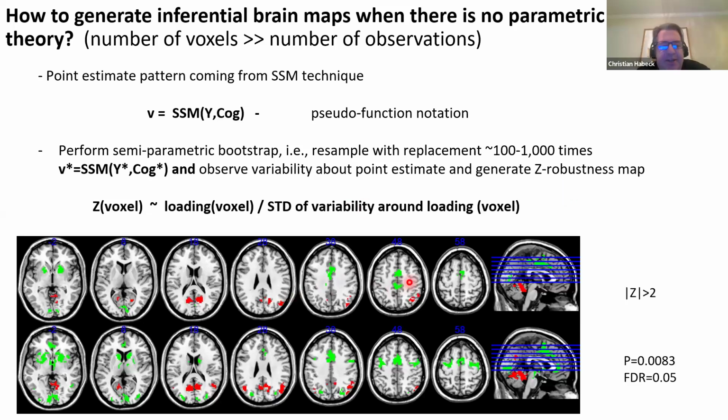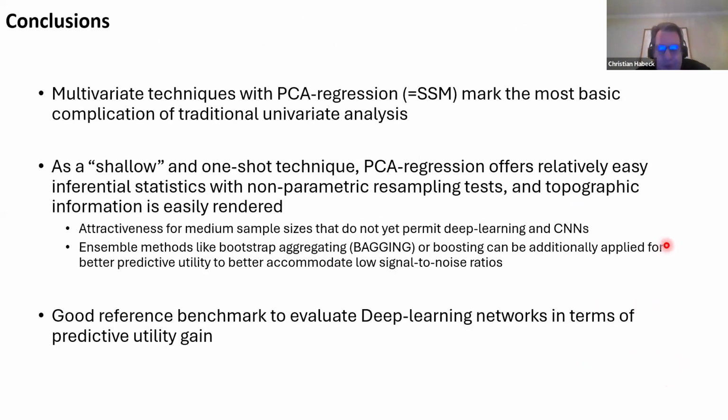And here you can see an example for one pattern that we derived. Here you see the bootstrap map, and here you see what you would get with FDR, and the two are quite similar in this case. Okay, so I want to come to the conclusion. I think we're running out of time.